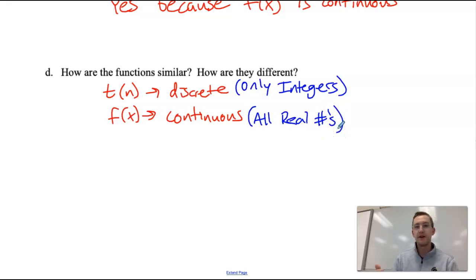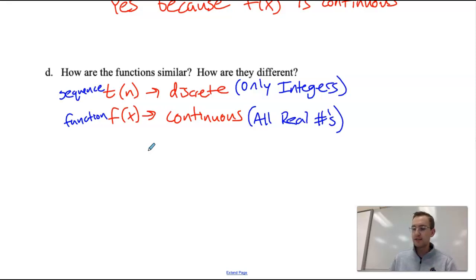So that's how they're similar: there's the same equation, but different because, again, t of n sequences are discrete and functions are continuous. And again, same equation, we're just changing the letters, kind of like we talked about before. Awesome. We're going to do one more for the video here today.